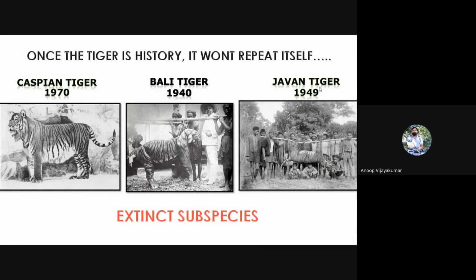And these are the subspecies we lost. You can see the years 1970, 1940, and 1949, when the last individual was lost from the world. From the photo itself, you can see how we lost them. Because of us only, because of poaching, because of continuous hunting. If you Google, you can see that in 100 years we lost almost 95% of the tiger population.